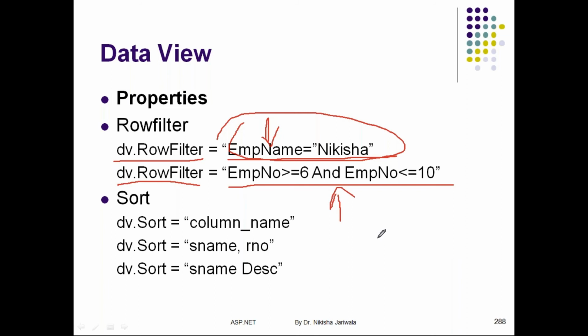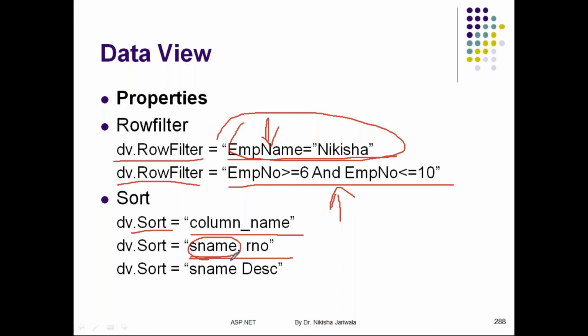Now if I want to perform sorting, there is a sort property, that is dv.sort, and I can specify the column name. If I want to sort on two columns, I can specify the column names separated by a comma, that is dv.sort equal to s name, roll number. It means the first sorting will be done on the student name, and if the student names are the same, then obviously the sorting will be done on the roll number.